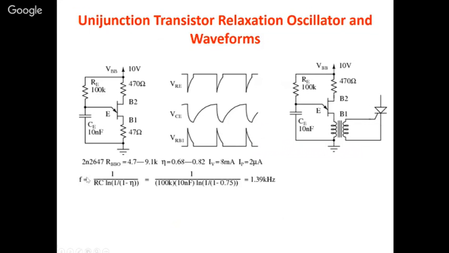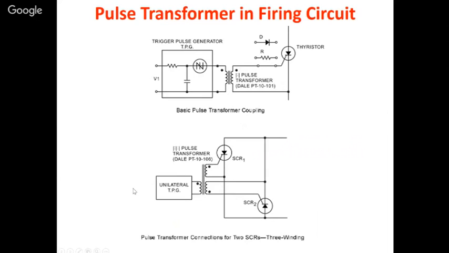That firing pulse frequency depends on 1 divided by RC ln 1 divided by 1 minus eta, where eta is the intrinsic constant which I told you before. RC is the time constant. Here you can see this R and C value, so from that you get the time constant RC. Okay, so this is the pulse transformer based firing that is used for giving isolation to the circuit.